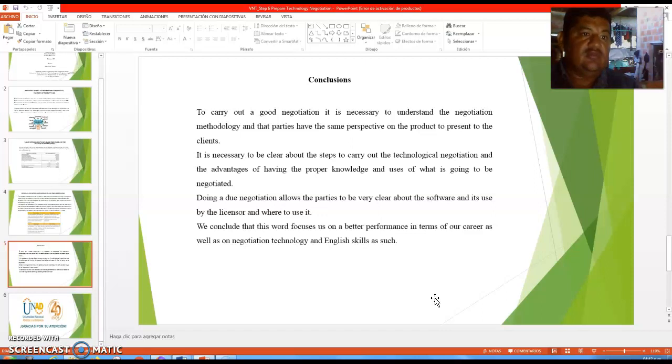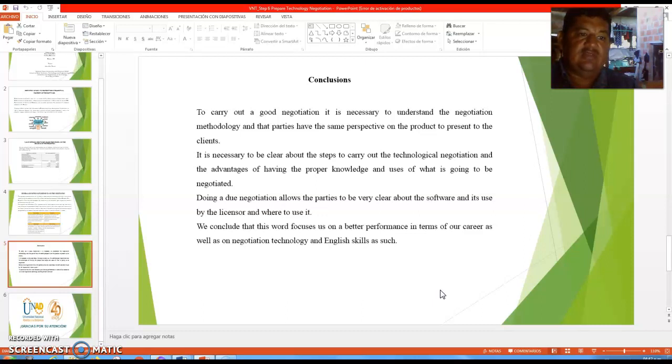Conclusion. To carry out a good negotiation, it is necessary to understand the negotiation methodology so that both parties have the same perspective of the product to present to the clients. It is necessary to be clear about the same to carry out technology negotiation. Negotiation has the advantage of having the proper understanding of what is going to be negotiated.